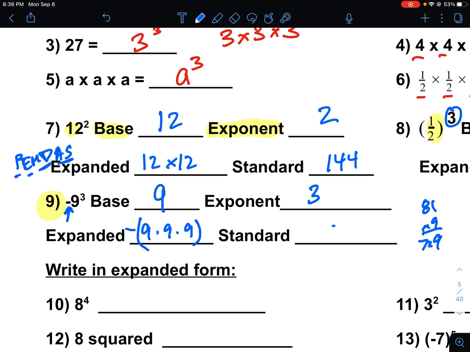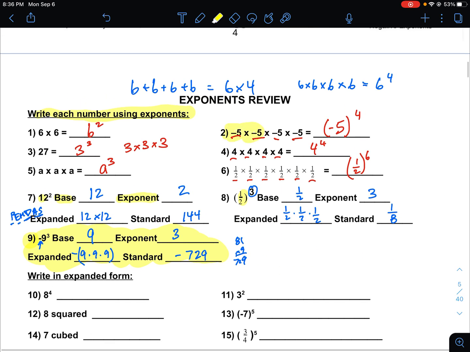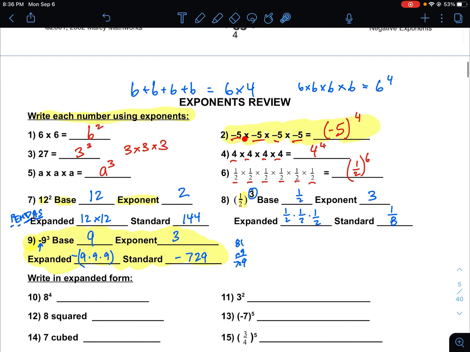I think it's 729. Hopefully I'm not wrong, but I could be. Negative 729 is going to be the standard. So this whole number right here is kind of an odd one, just like number 2 was. Remember, if you have the negatives, you want to put it in parentheses. This one means something different. It's just 9 to the third, which you're going to make negative.